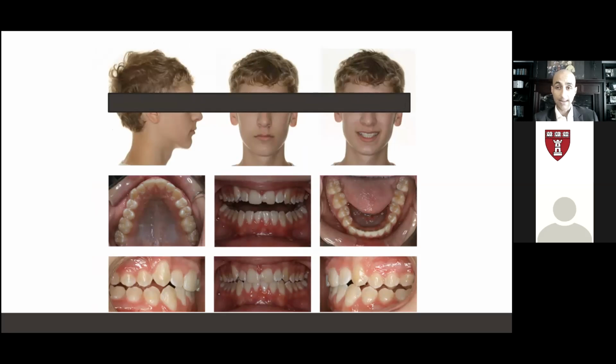And what happened here? I think it's always important to ask that. Did I blame the appliance? Probably at that time a little bit, because I was just starting out. But really, I've learned to blame myself more than anyone else, and I made some mistakes here. So first things first, you can see that this patient's curve of Spee deepened anteriorly, and that the incisors basically lost torque during treatment. And why did that happen?